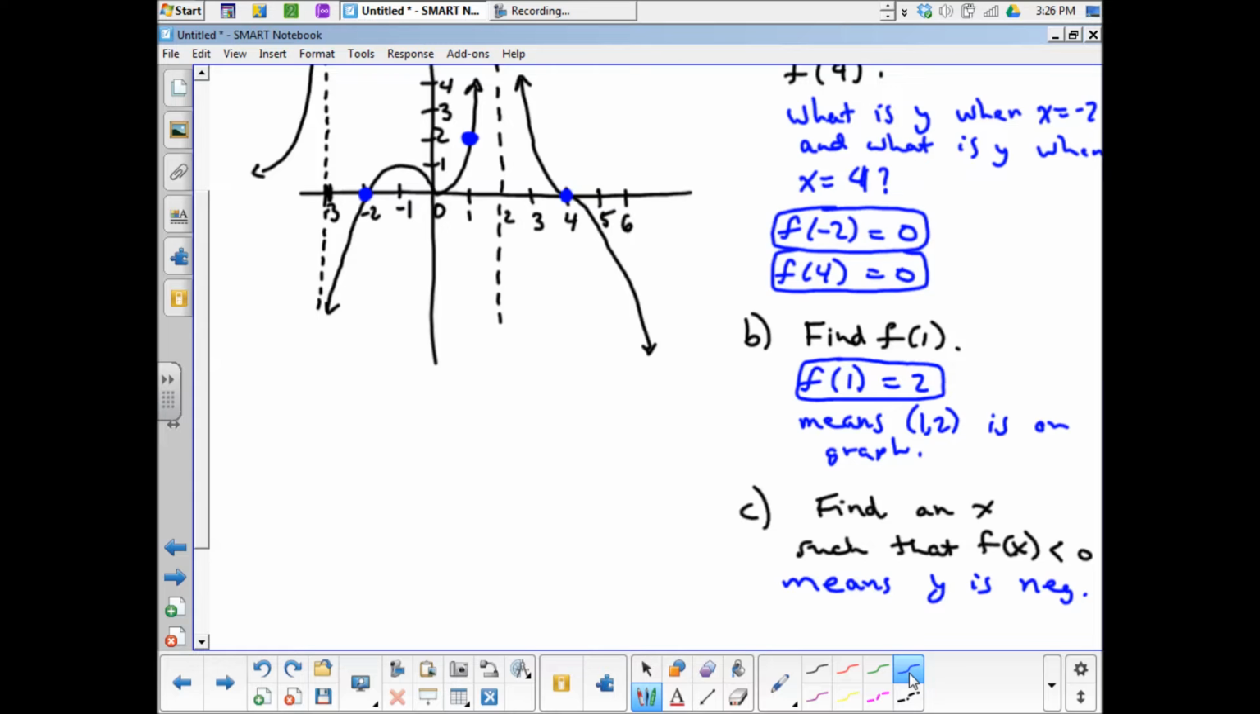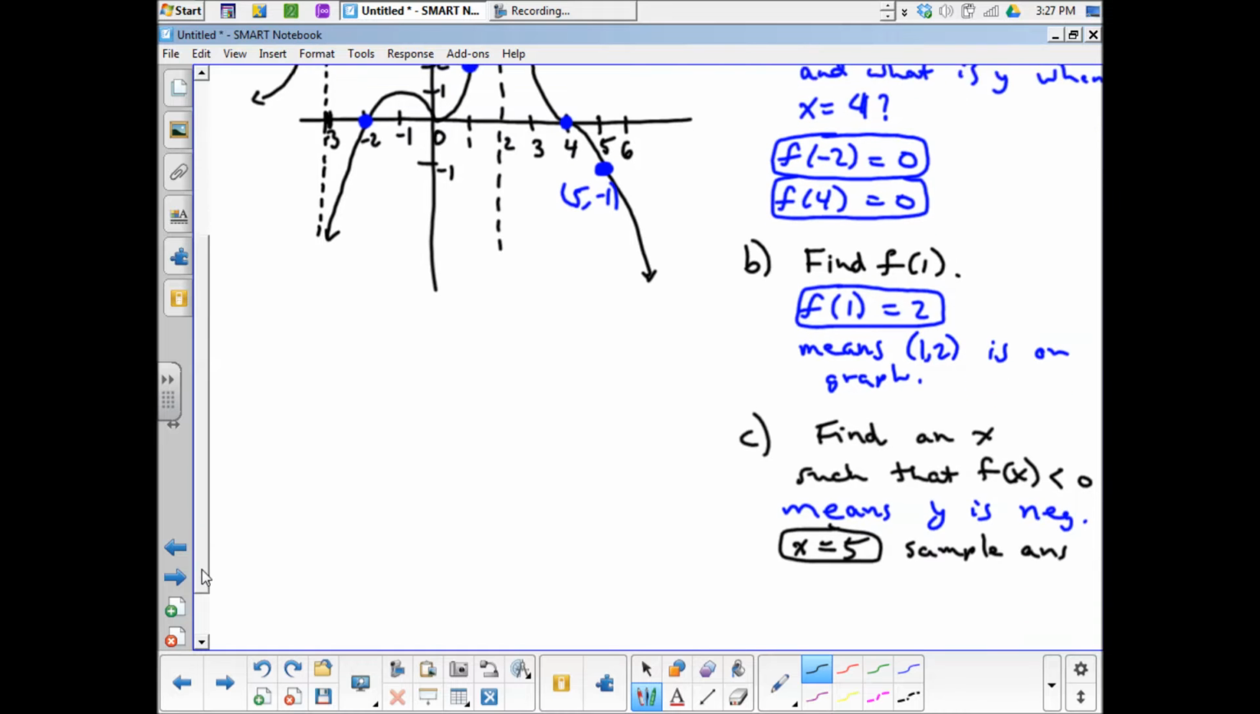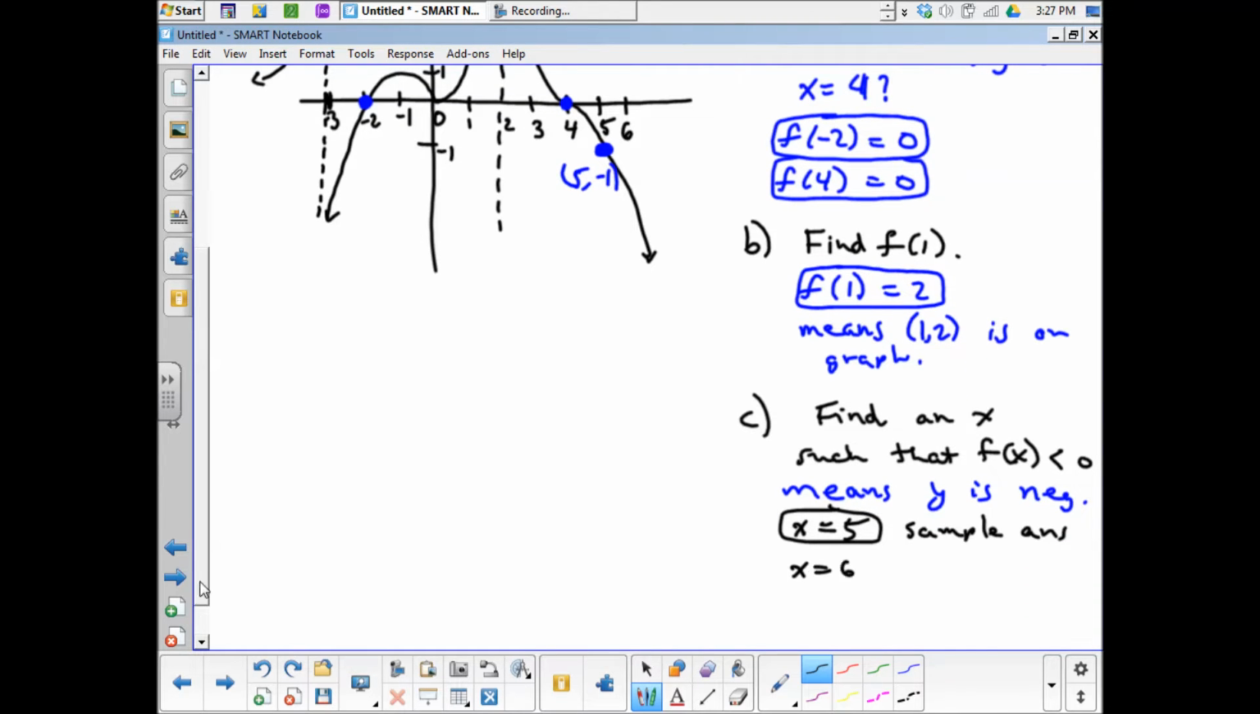Okay, so here's an example of a point right here. 5 comma negative 1 or whatever. So I'm just going to say x equals 5 is a sample answer. Sample answer means it's not the only answer. What are some others? Can you think of some? How about x equals 6 or x equals 7 or so forth? It seems actually anytime you're to the right of x equals 4, it's going to be down below the axis.